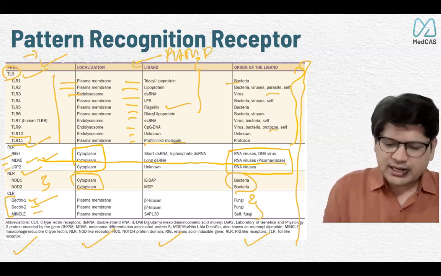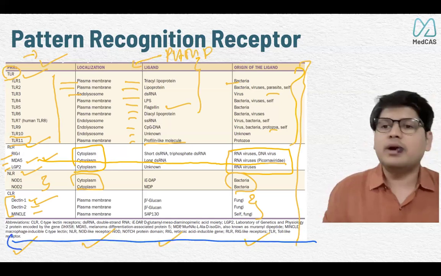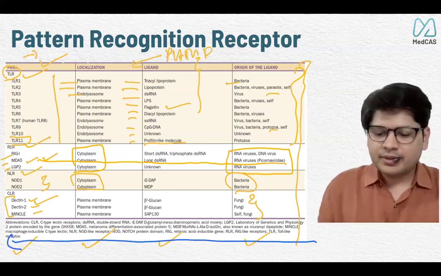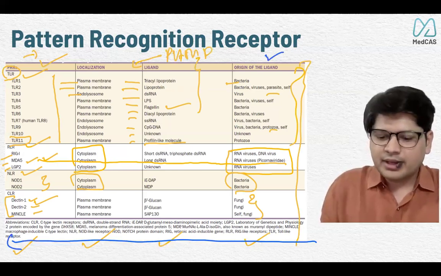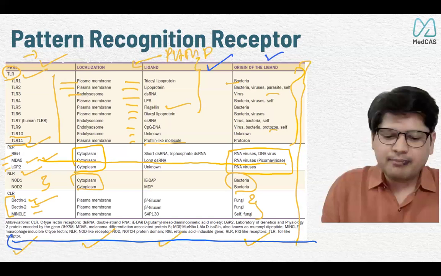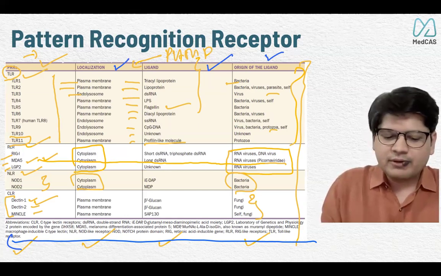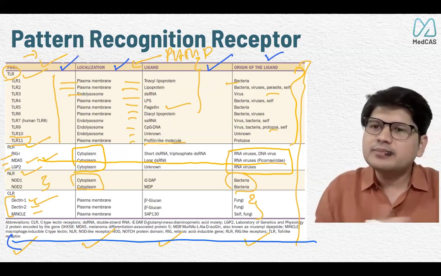Okay, so if we start this table in this direction, life becomes quite easy compared to starting in the reverse direction. This is what we can understand: a bacteria or a virus came, and it expressed this ligand or PAMP, which was present in the cytoplasm, on the cell surface, or in the endosome, and which got recognized by the body's receptor like this. So then it becomes easy.